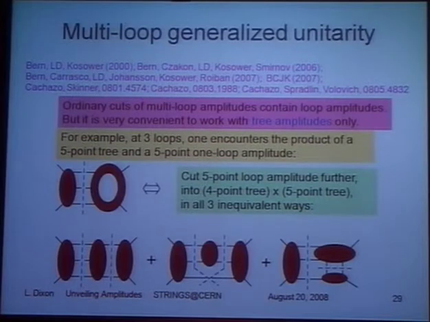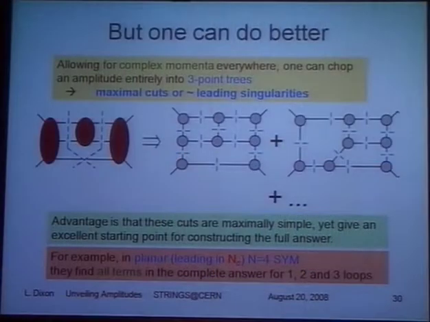But you can actually do better, in the same way that at one loop you can impose more cut conditions. When you allow for complex momenta everywhere, you can continue to dissolve this thing into more and more blobs of putty. The best thing you can do is to resolve these all the way down to three-point vertices. That's why it's so important that with complex momenta, we have these physical three-point vertices.